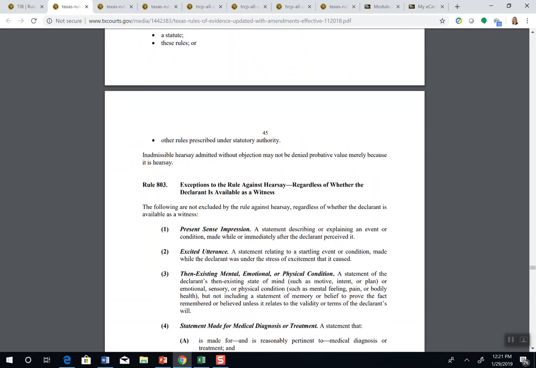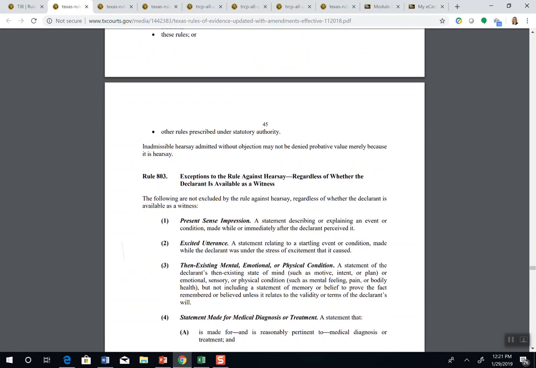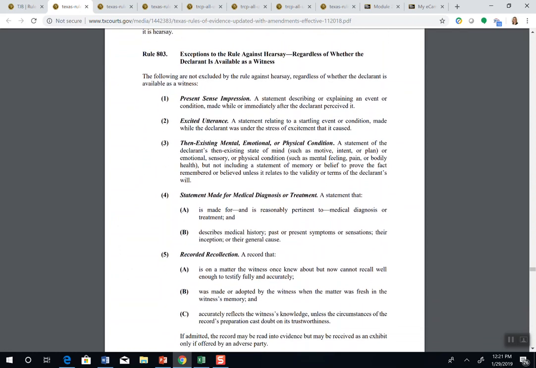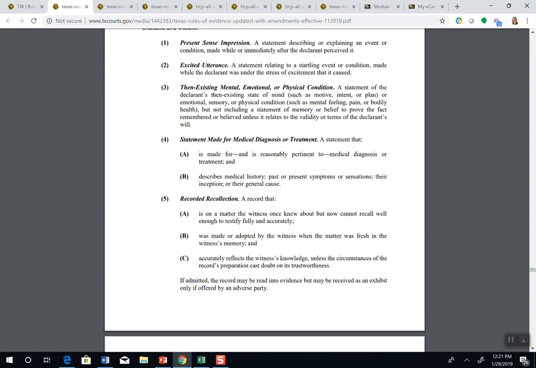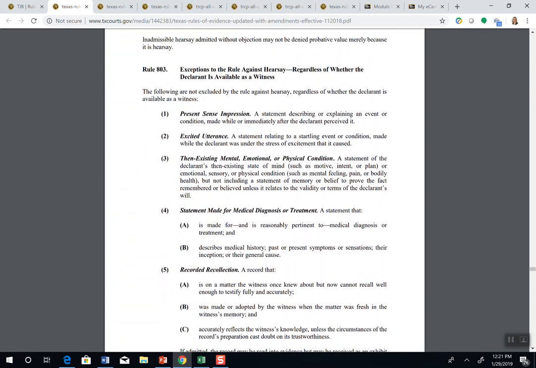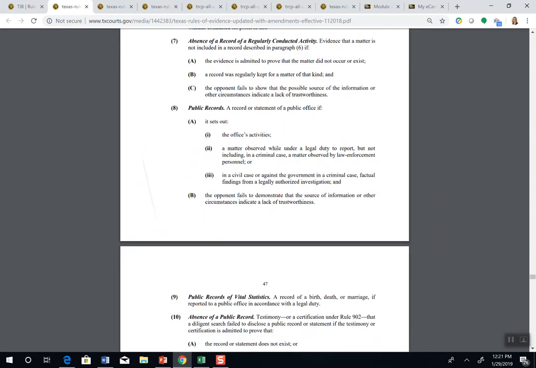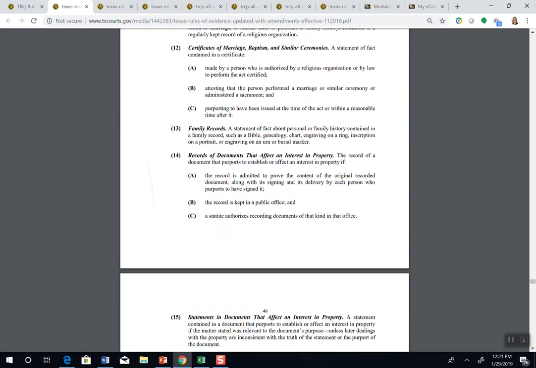So hearsay, I can't repeat what somebody else said. And then we have a bunch of exceptions. Whether or not the declarant is available as a witness doesn't matter. And then you have all these, and you'll hear this sometimes in a Law and Order type thing. Your Honor, hearsay, and the opposing counsel will say, exception to hearsay, excited utterance, right? Or a statement against interest, or something else, a public record, something like that. So you have all these exceptions to hearsay.